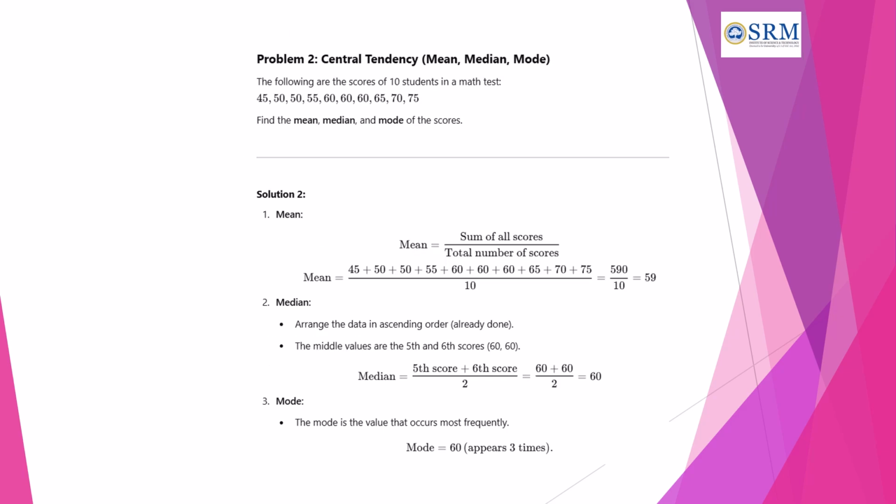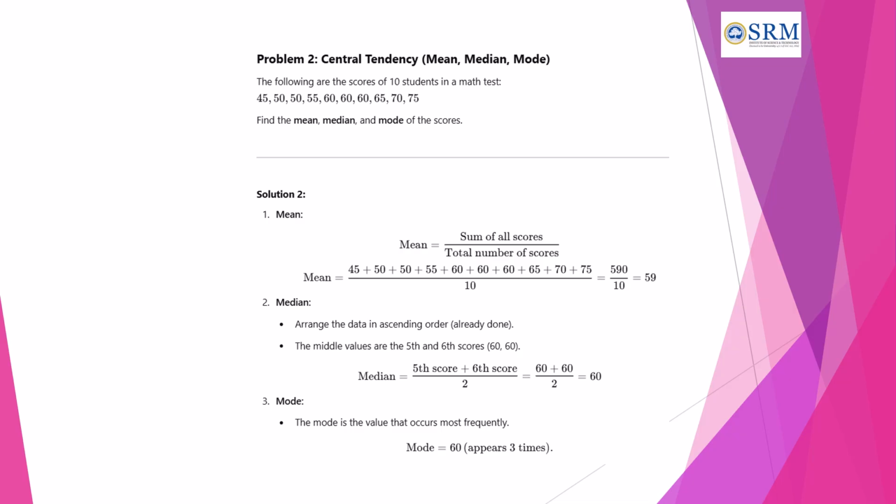Next problem. We have the math test scores of 10 students: 45, 50, 50, 55, 60, 60, 60, 65, 70 and 75. To find the mean, we add all the scores, which gives 590, and then divide by the number of students, 10, so the mean score is 59.